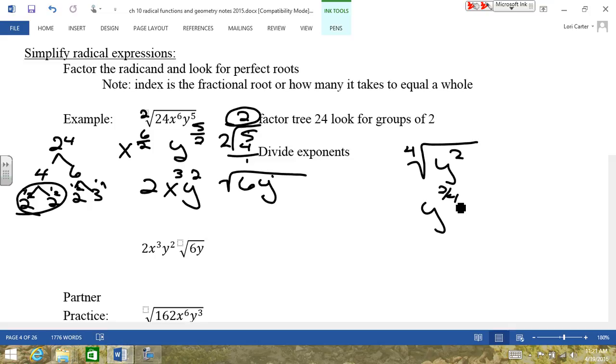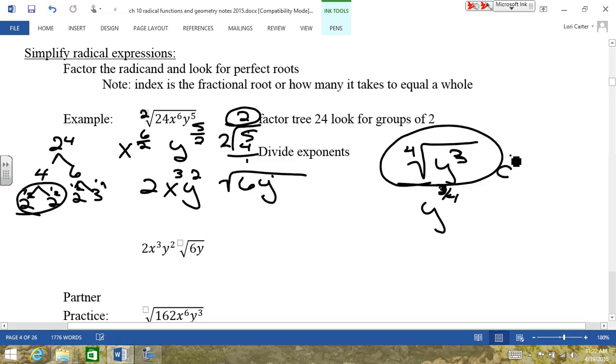If I cannot, let's say this is 3, so it doesn't reduce. 3 is not divisible by 4, right? So there are no whole ones. I don't have enough to make a whole one, so it just stays this. This is done, because nothing comes out. If you do not have a whole one to take out, you leave it alone. Okay, next question.